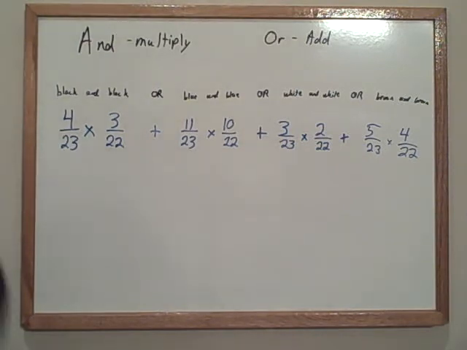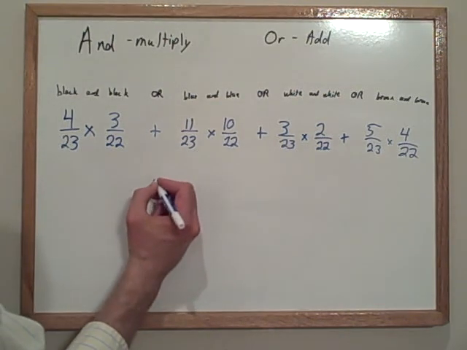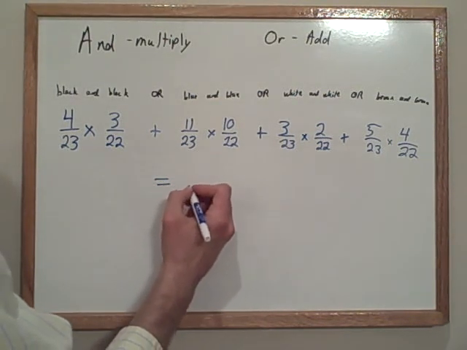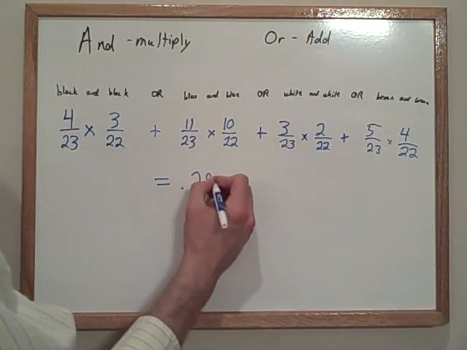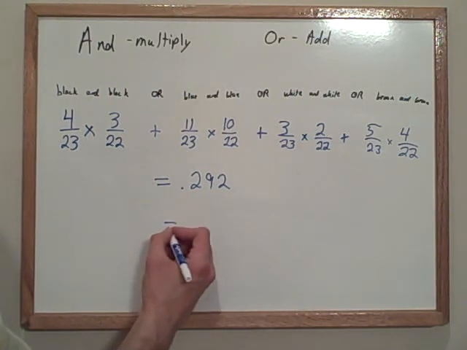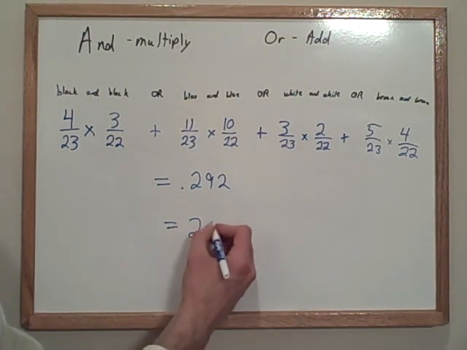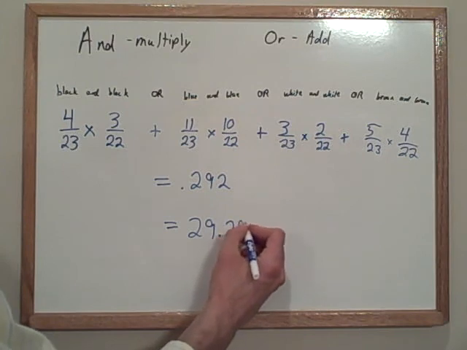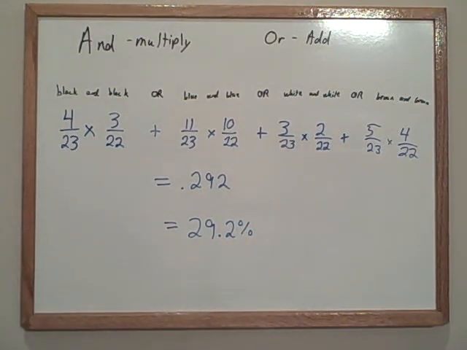Okay. Got an answer. We're going to round this to 3 decimal places because we're about to turn it into a percent. So let's make this 0.292. All probability happens out of 1. There's a 0.292 out of 1 chance. So let's translate that into a percent. So that is a 29.2% chance of this happening.